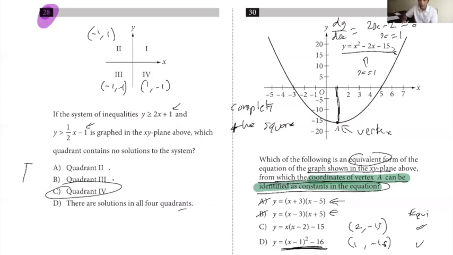Sorry, can I add something? Yeah, go ahead. But if the D is actually the solutions for all 4 quadrants, so if you manage to prove that quadrant 1 has a solution, doesn't that cross out A, B, and C? That's a good point. Yes, you're right. Oh yeah, that's a good point. Thank you, Dhruv. Good point.